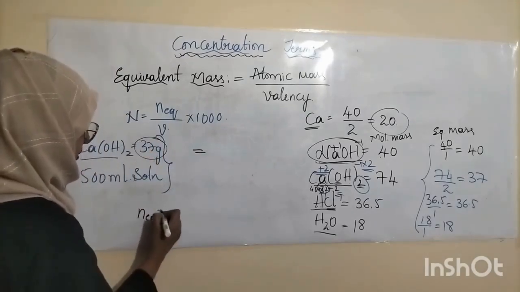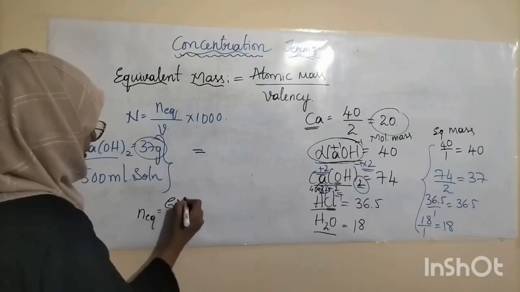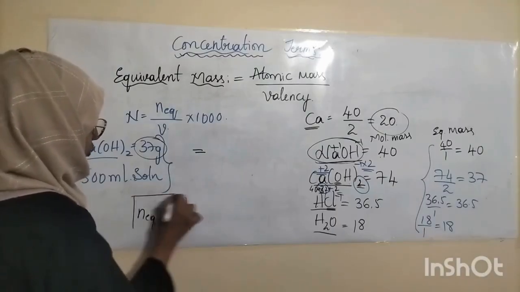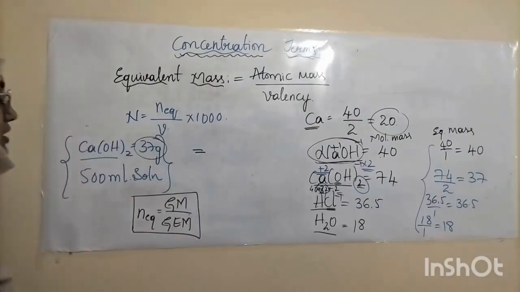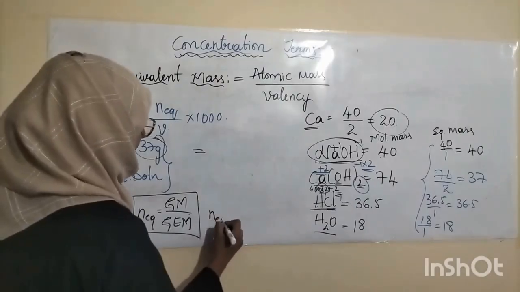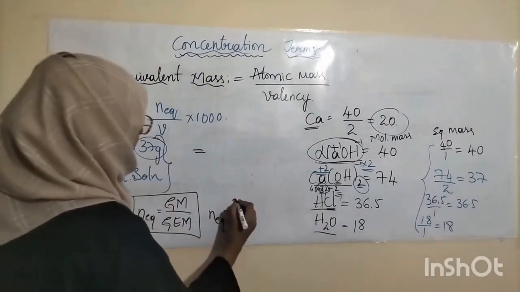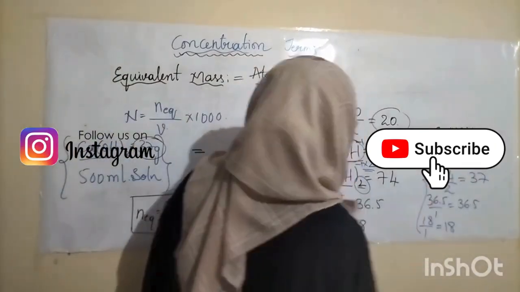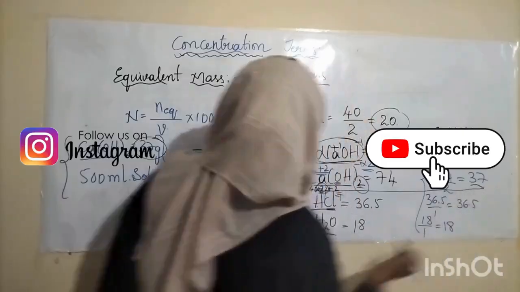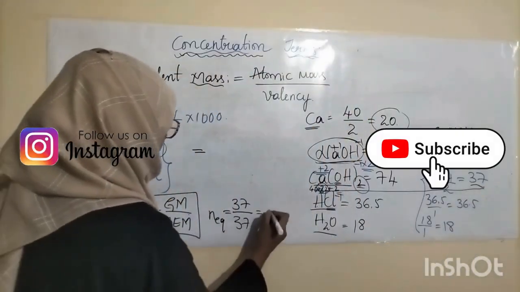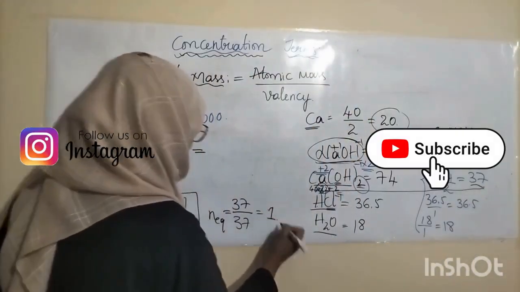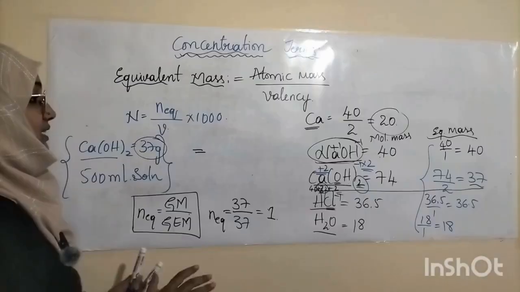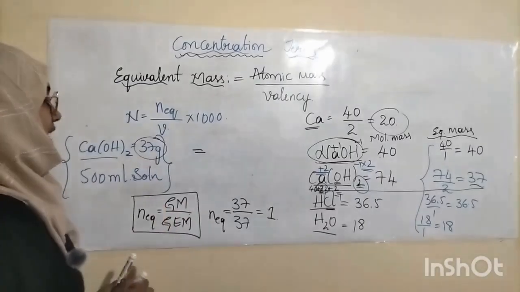Number of equivalents is equal to given mass divided by gram equivalent mass. Please make a note of this formula as well if you want. Then the number of equivalents here is equal to the given mass, 37, divided by the equivalent mass of calcium hydroxide, which is 37 itself. So how many equivalents do we have? 1.